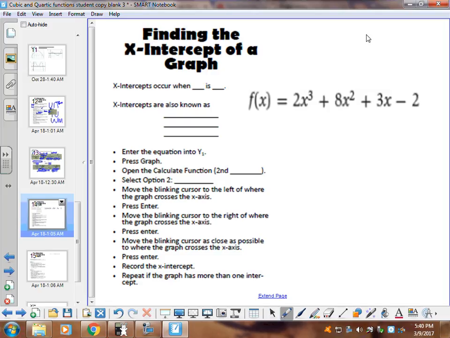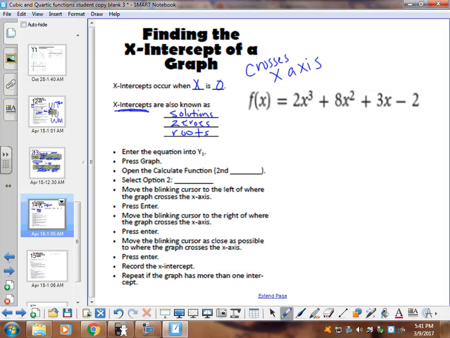X-intercepts occur when y is 0. An x-intercept is when it crosses the x-axis. That's when the graph crosses the x-axis. Now, x-intercepts are also known as solutions. We already had this conversation earlier in the year. Zeros and roots. So if I ask you for any of those, it's still the x-intercept. So write that down. Solutions, zeros, and roots.